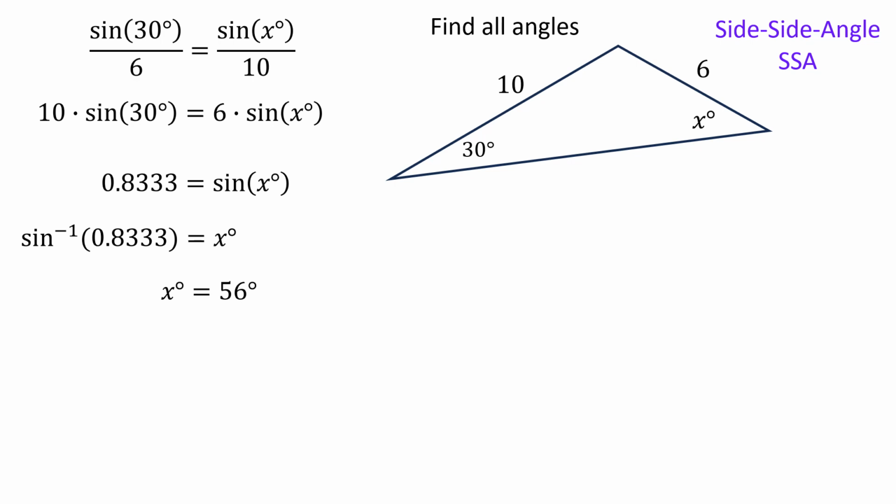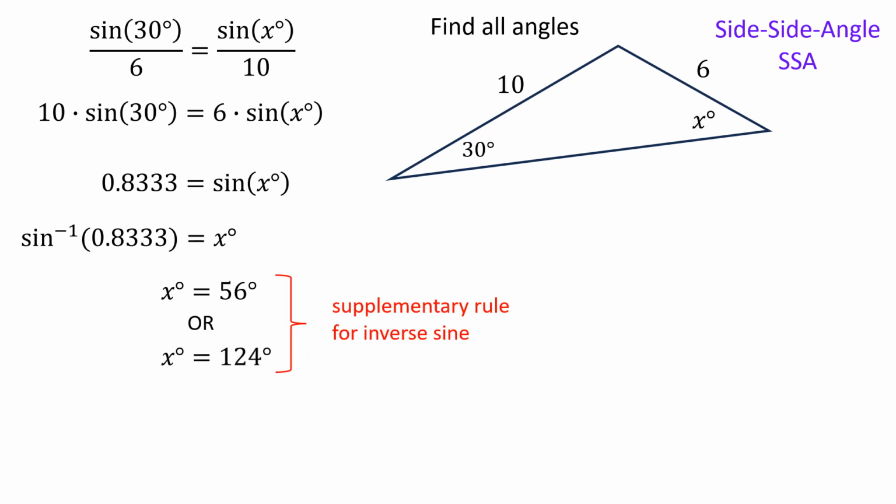Inverse sine is unique among the inverse functions in that when you get an answer from inverse sine, you're not necessarily done. You have to also consider what's called the supplement, or 180 minus whatever your calculator gives you. I worked that out here. We'll call this the supplementary rule for inverse sine. Inverse sine leads to two different possible answers for the angle x.